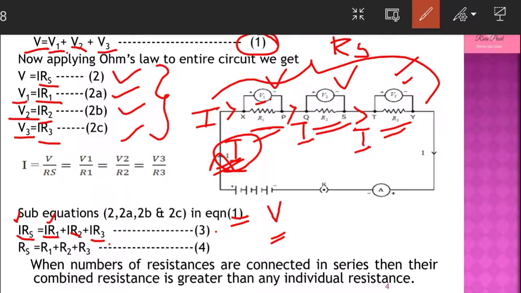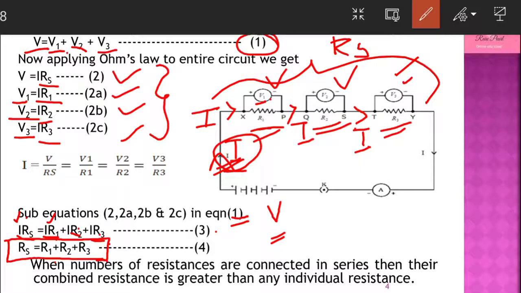So current we can take it common among these three terms, and we can cancel current on either side. Fine. So we will be getting Rs is equal to R1 plus R2 plus R3. So for a circuit having 3 resistors, we can have the total resistance as the sum of the resistances.